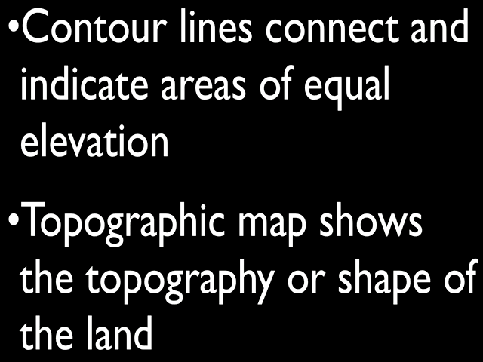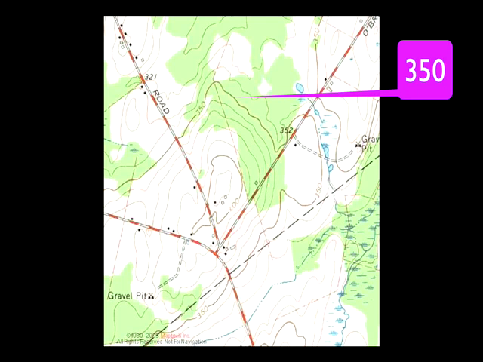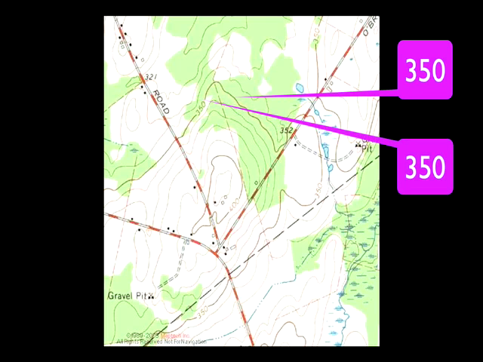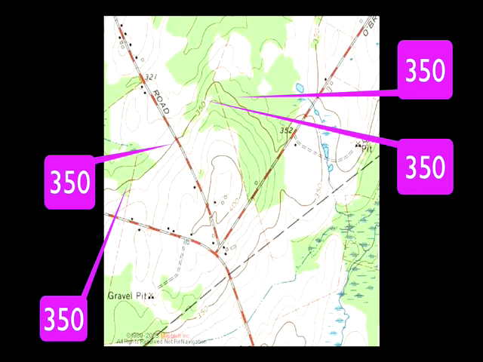So let's take a look at this. So what does that mean? That means that on this map right here, for example, see that brown line I'm pointing to, all the values on there are worth 350 feet. All the elevations there are 350 feet. It's there, 350 feet, and right there, and right there. Every point on that line is 350 feet in elevation.